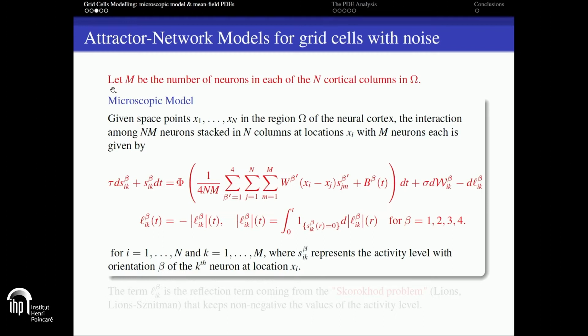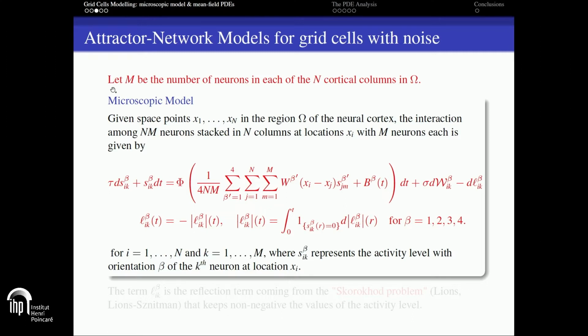So S_ik, again, is the activity level at location i, neuron k, or group of neurons k at location i. And the activity function depends on the average of all the activity levels of all neurons, with the connectivity given by x_i minus x_j shifted. I put the shift in the superscript beta prime. W^β' means W of x minus R_β, for simplification.